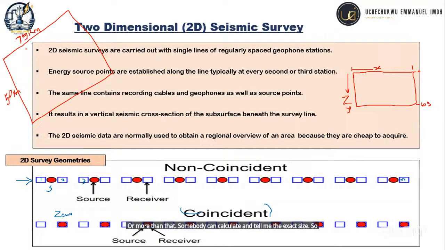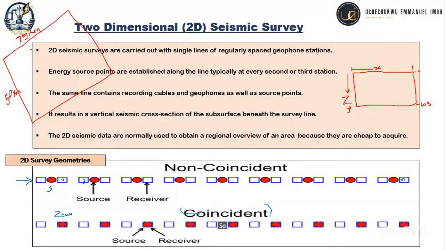So the block is quite big, and for that reason, your company will find it quite expensive to start acquiring seismic data over the whole of the block. It's going to be very expensive to acquire seismic data over the whole of the block. So what do you do?